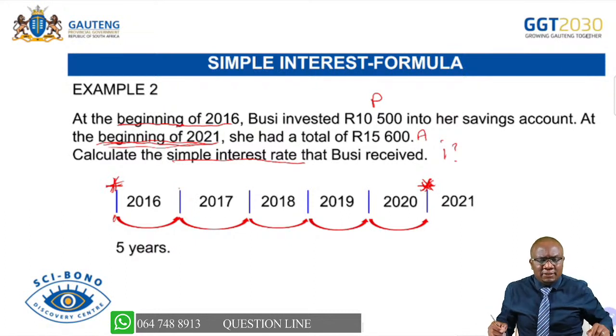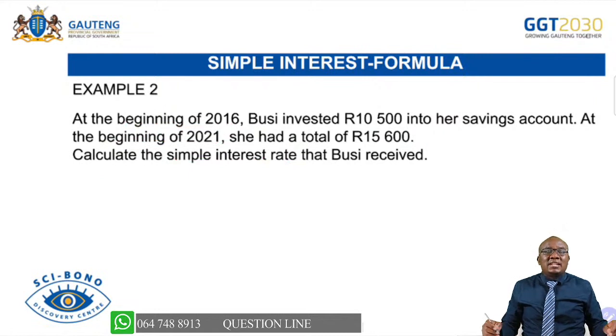Now let's go straight to the formula. What do we do? It's simple interest, so we write down the formula.